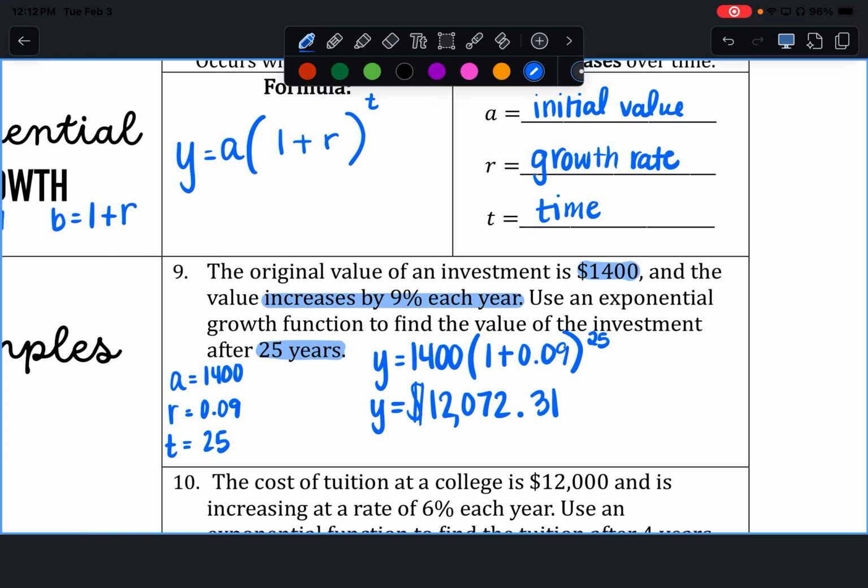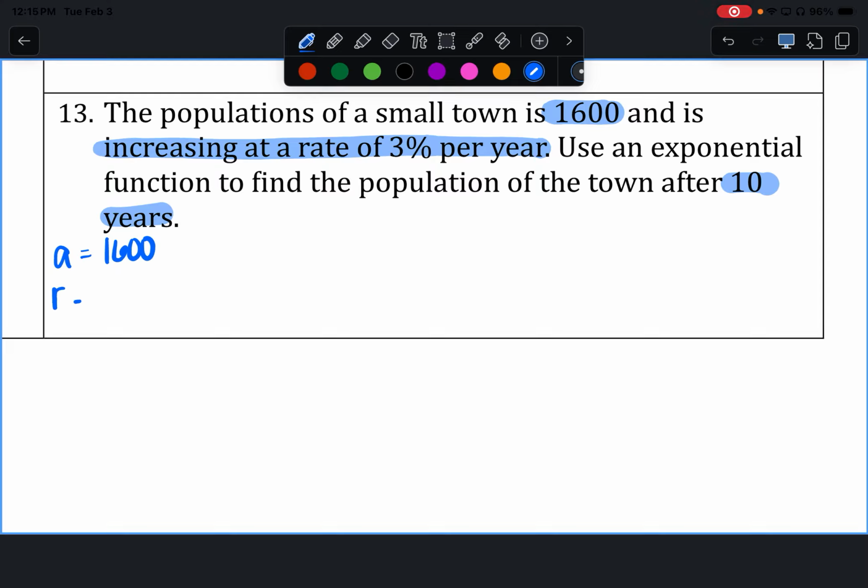1,600. What is our rate? Yep. Then what is our T? So we need to set that up. We're going to do y is equal to 1,600 times 1 plus 0.03 to the power of 10. And what is that? It is what?